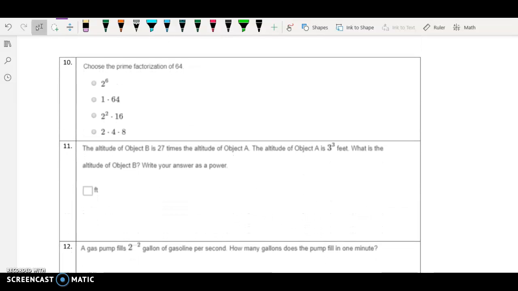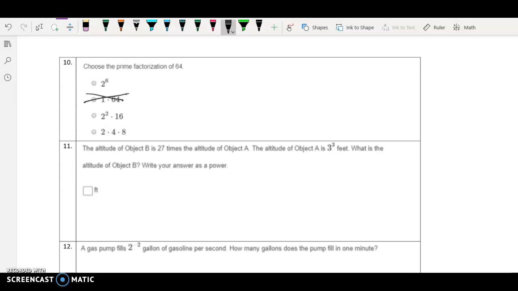Number 10, use prime factorization, or choose the prime factorization of 64. So what this means is we are trying to write it as an exponent. So these don't have any exponents. This is not prime factorization. These are just factors of 64. So that one doesn't work.